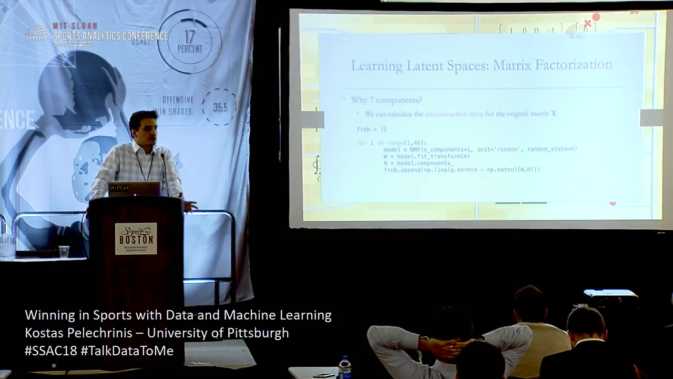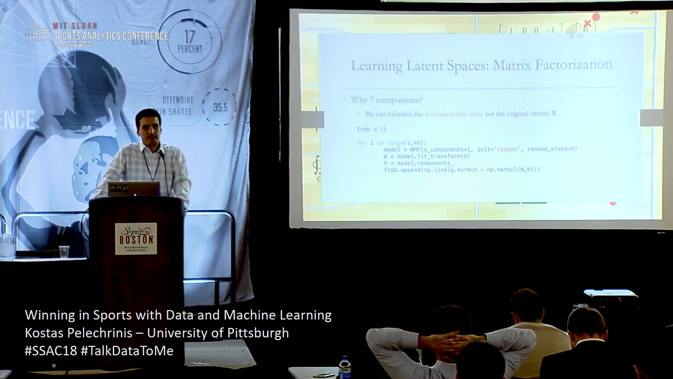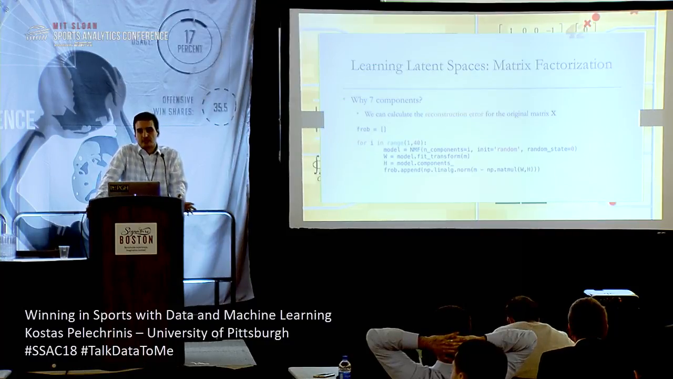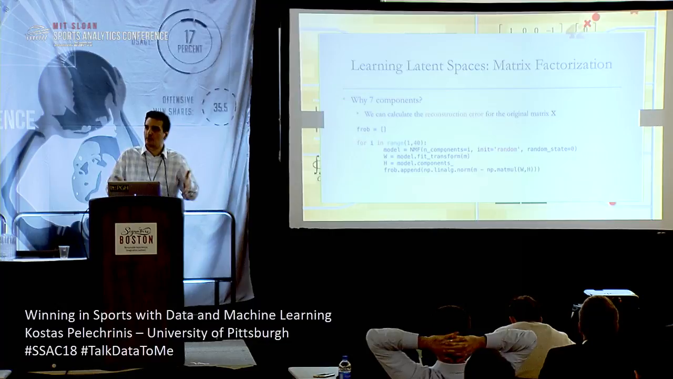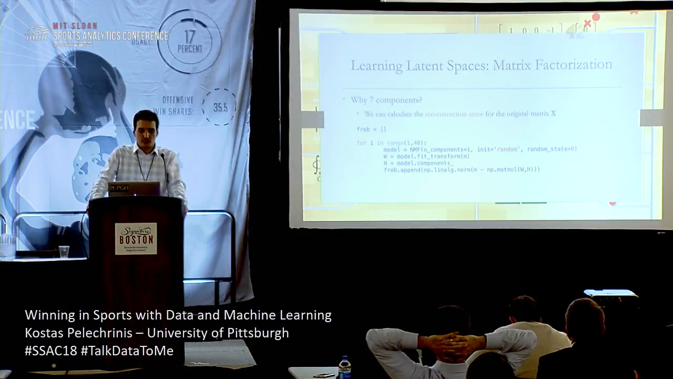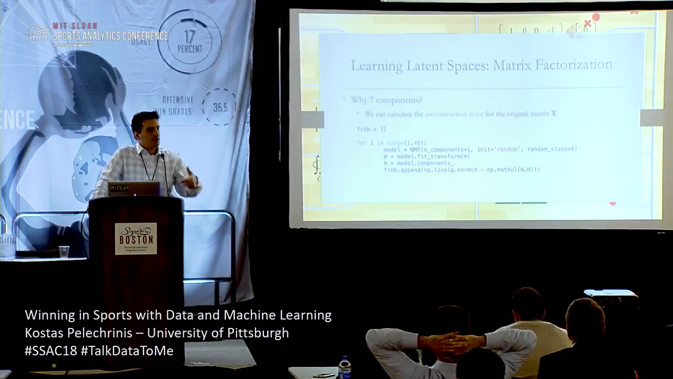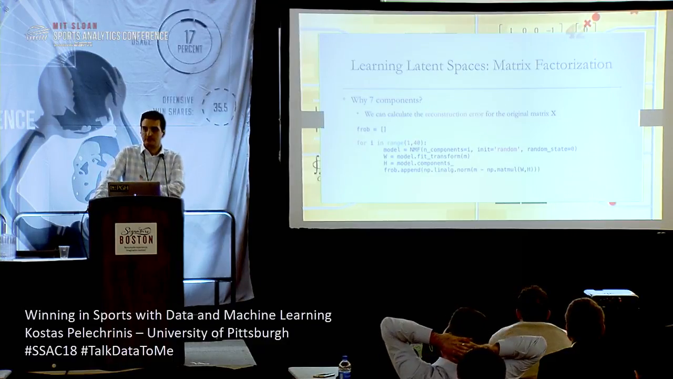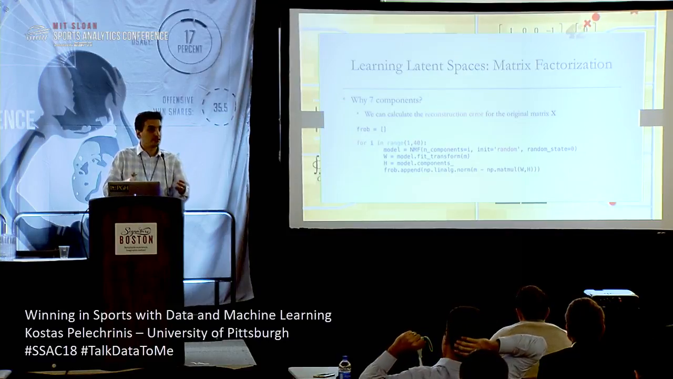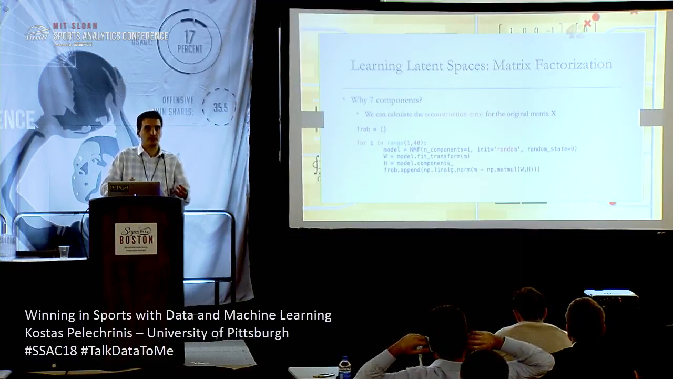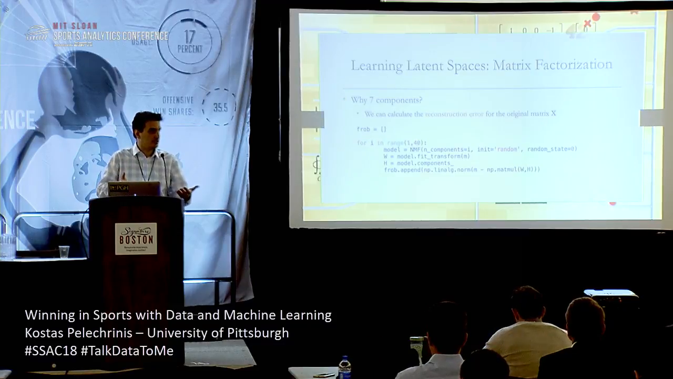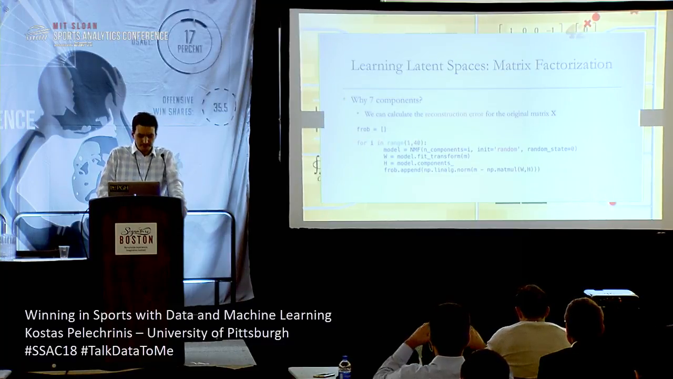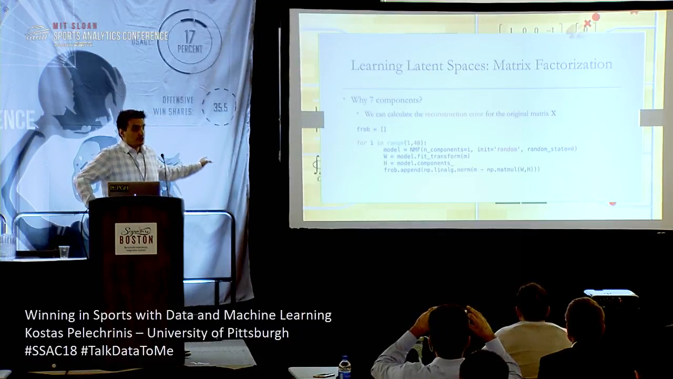Now, one of the questions is why 7 components, right? This seemed to be an arbitrary decision. Now remember that non-negative matrix factorization in general is an optimization problem. You are trying to approximate a matrix, right? So one thing that you can do is calculate the reconstruction error. You have the original matrix, you have the factor matrix that you found. What is the distance between these two matrices, right? What is the Frobenius norm of these two matrices?